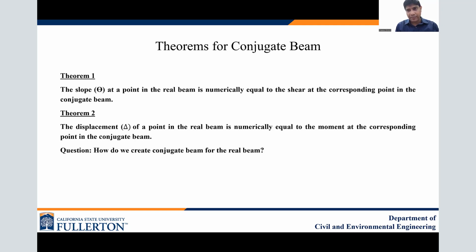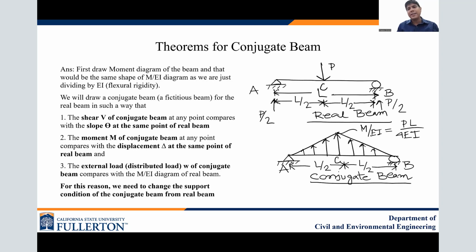Similarly, theorem 2 is about finding the vertical displacement or deflection at any point in the real beam, which will be numerically equal to the bending moment at the corresponding point in the conjugate beam. So the question comes, how do we create the conjugate beam for the real beam? We know the conjugate beam is a fictitious beam. So how do you create it? There is a particular procedure to create a conjugate beam, so let's discuss how we create it.